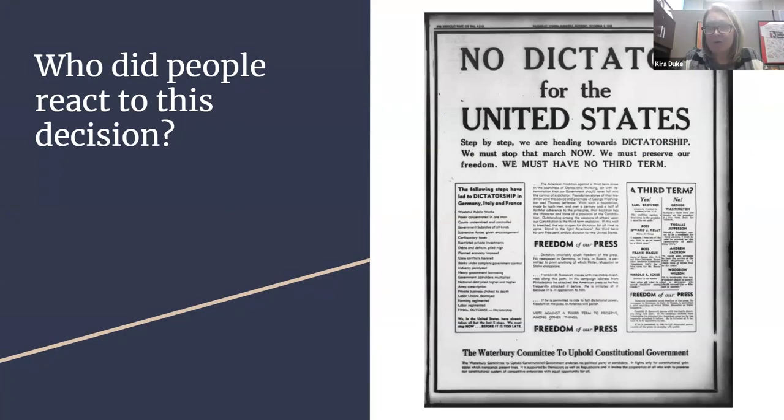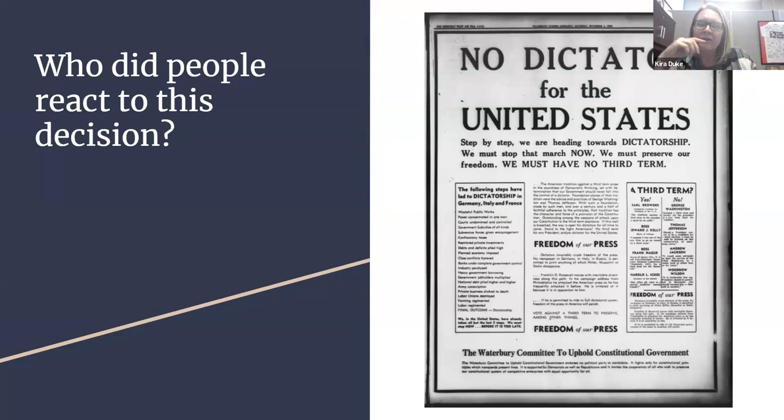Of course, not everyone was gung-ho about FDR making this call. I found two really cool sources that get into the argument about why it was bad that he was running for a third term. One of them is an ad from a newspaper, and I can't remember off the top of my head what the paper was, that is from a nonpartisan group.